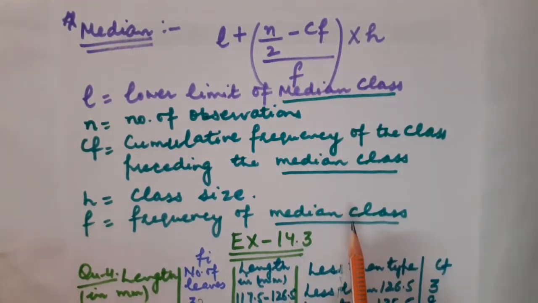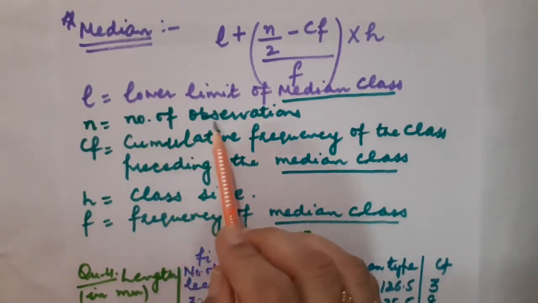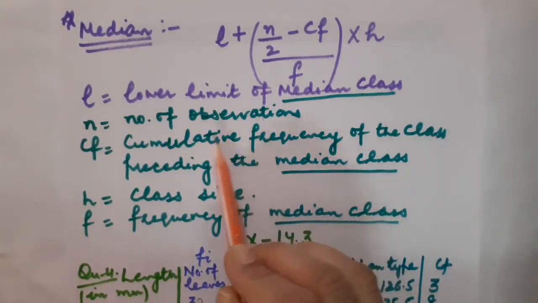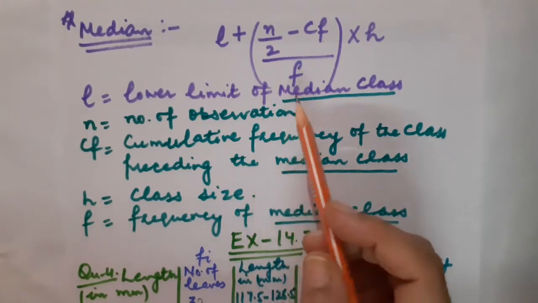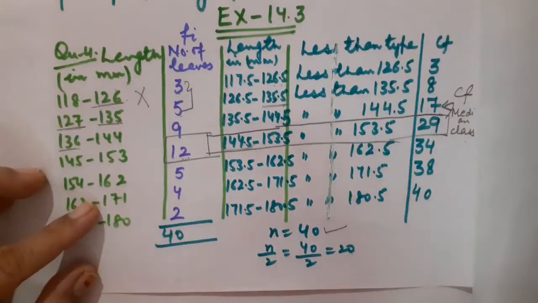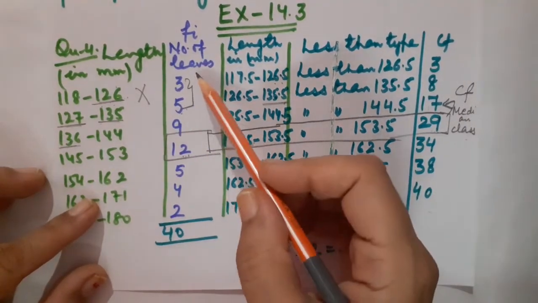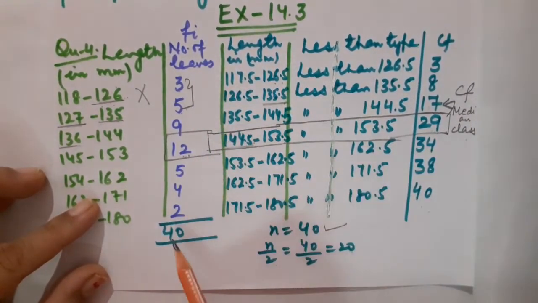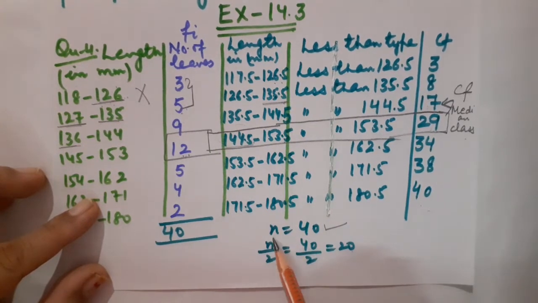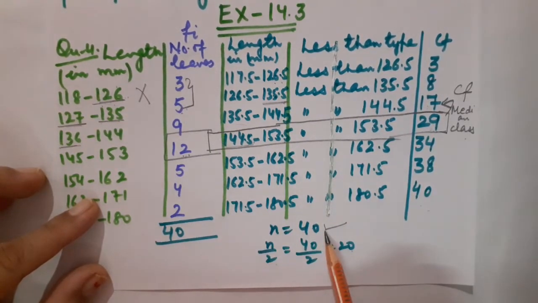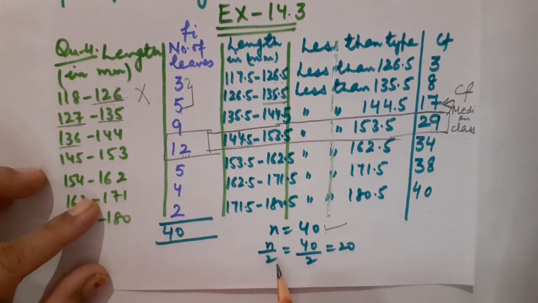In median, we have to choose the median class. Now how to choose the median class, children? That I taught you yesterday. First of all, you should be knowing about the number of observations. Means how many frequencies are there. Okay. Let us recall it through this example which was taught yesterday. Here you can see that number of observations, they are 40. So we are going to consider it as n. N is equal to 40. So you have to calculate n by 2. That would become 20. Correct?